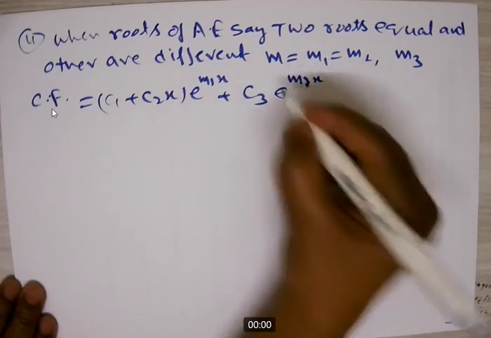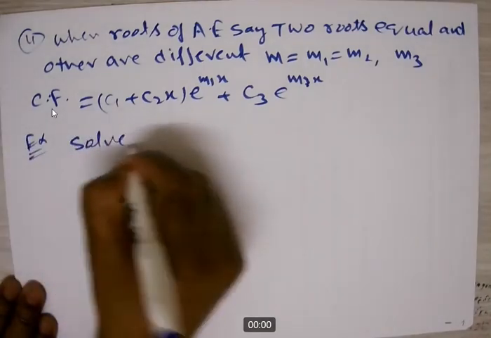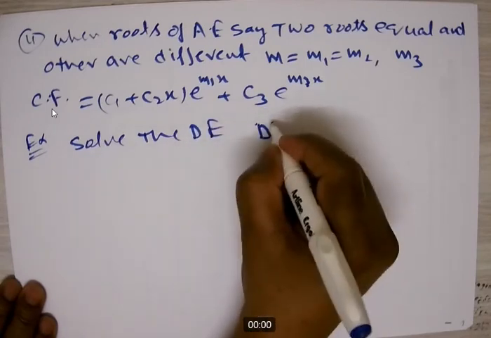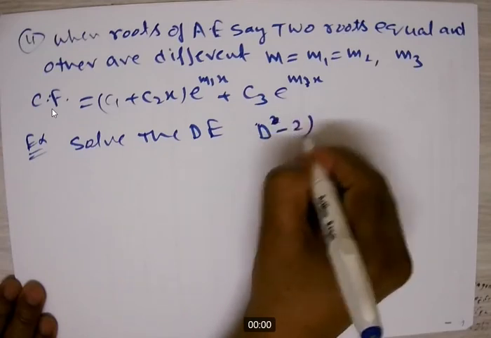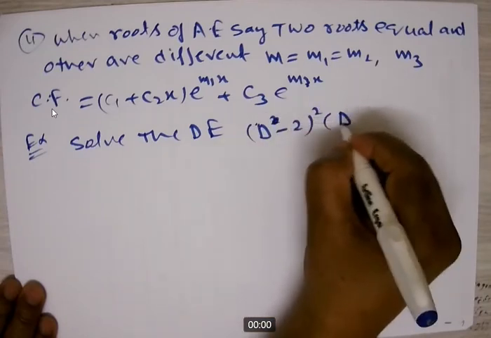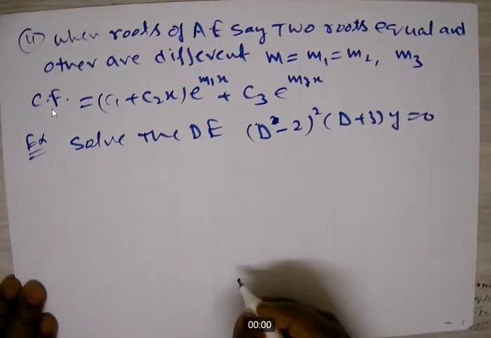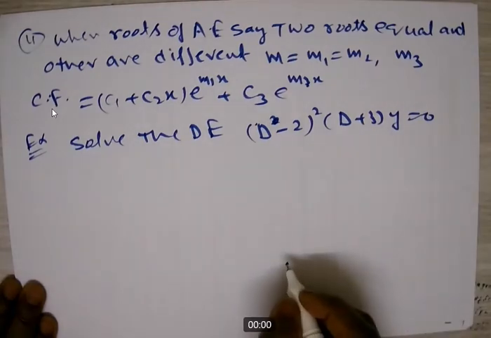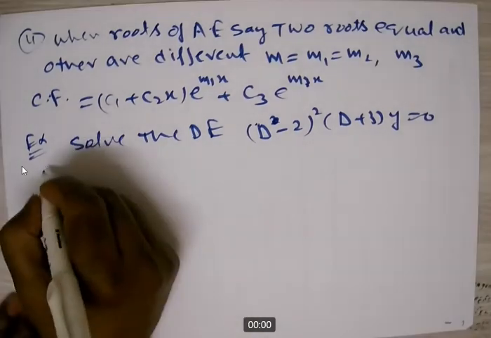This is that one. What is the meaning of this one? Solve the differential equation (D minus 2) whole square into (D plus 3) into y equal to 0. Or maybe the differential equation is given like that one.